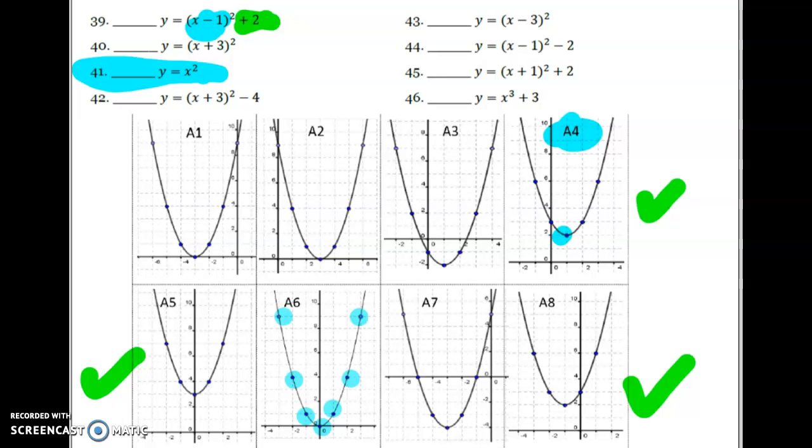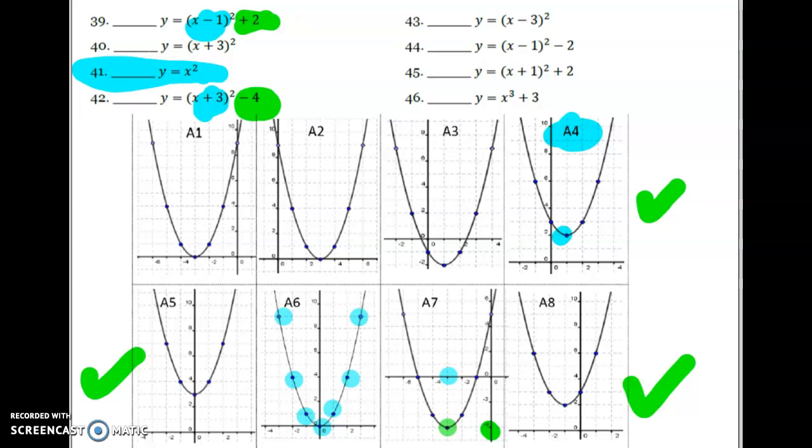All right, let's check out another one. Number 42 has both of those kinds of shifts as well, with a -4. So I would be looking for a graph that has moved down 4, which is pretty far down from that 0, 0 vertex. I actually only see one graph down here that has moved down to the -4. And I would also be looking for a shift to the left 3, because that is a +3. And it has also shifted to the left 3. So A7 is the correct answer for 42.